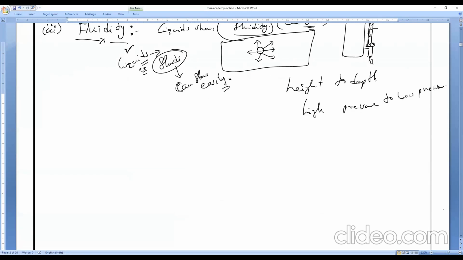Now you remember. Let me take Mr. Nivedan. Nivedan, I will give you two fluids. One fluid is honey and another fluid is water. Now you tell me, if I pour 1 liter of honey and 1 liter of water, which can travel a longer distance and which can flow easily? Anybody can tell me? Sir, water. Water.